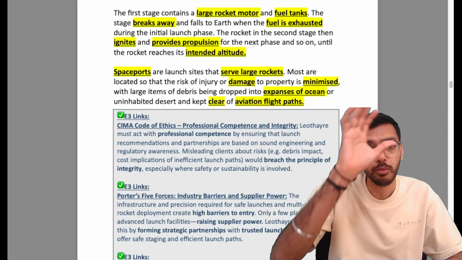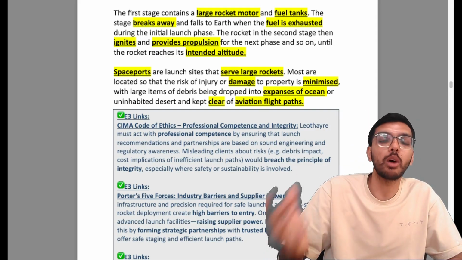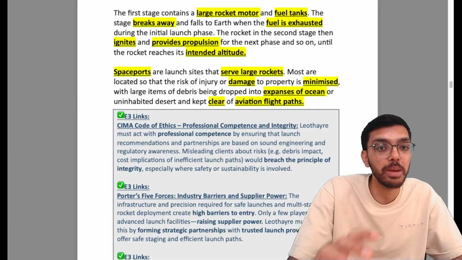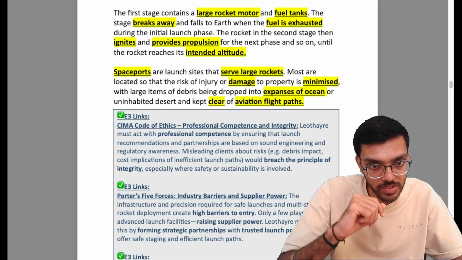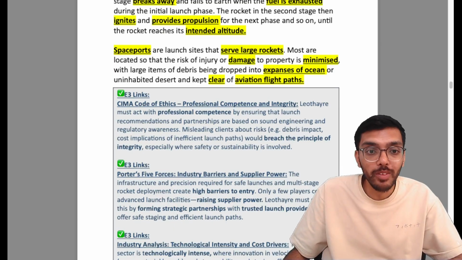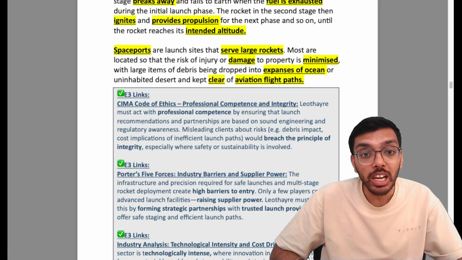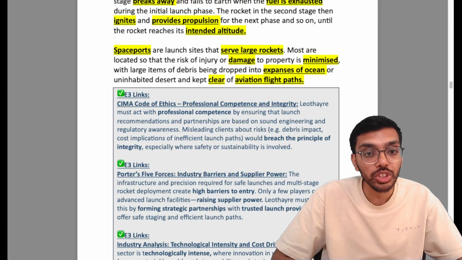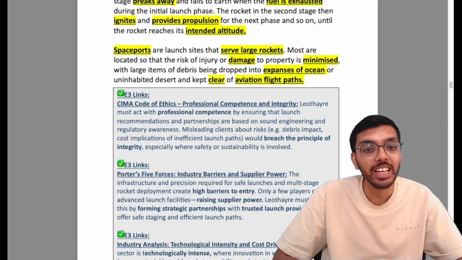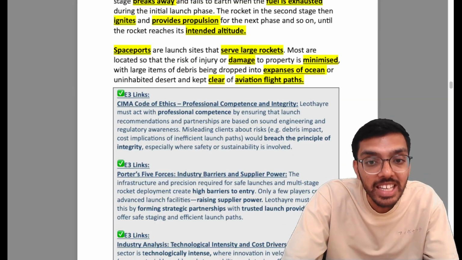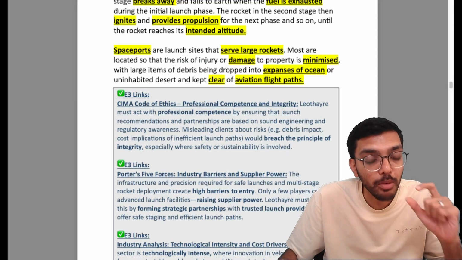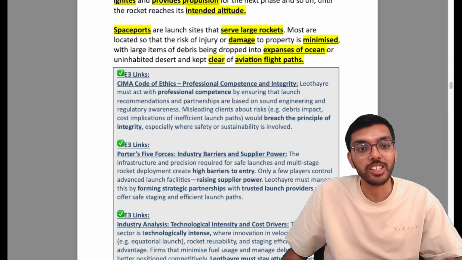What we learnt about the different rocket types, how a rocket goes up, east being a better direction, closer to the equator being better, and spaceports needed for large rockets. Let's make some analysis. From the code of ethics, Leothayre must act with professional competence, knowing your business well, by ensuring that launch recommendations and partnerships are based on sound engineering and regulatory awareness, and we should not mislead our clients about the debris or the impact on the environment. That's professional competence. Next, Porter's 5 forces.